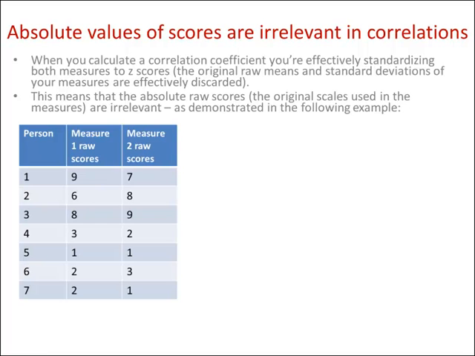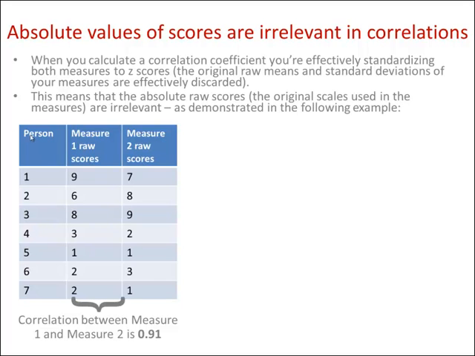Okay, so let's illustrate this with a little example. I've made up some data here where we've got 7 people. Each person has done 2 tests. They've done measure 1, and this is their raw scores for measure 1. They've done measure 2. It's the raw scores for measure 2, so you can see person 1 has got a 9 for measure 1 and a 7 for measure 2. Person 7 has got a 2 for measure 1 and a 1 for measure 2. If we do a correlation between measure 1 and measure 2, the correlation is 0.91.